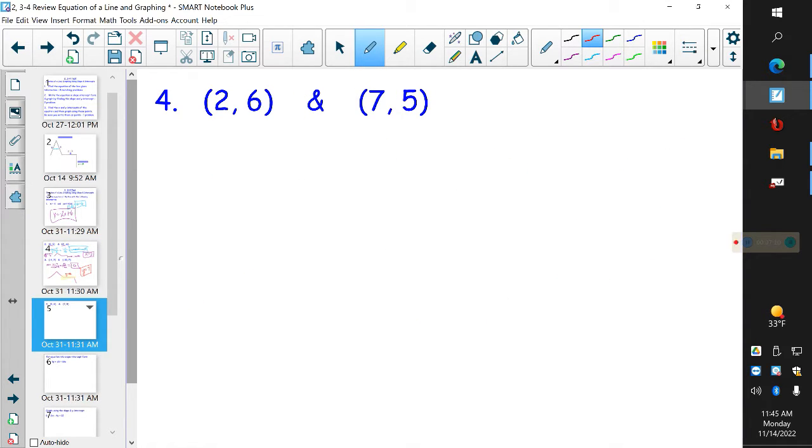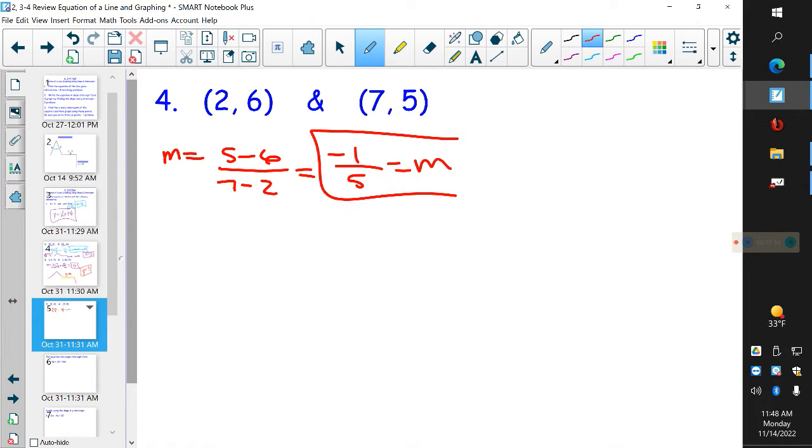Find the equation of the line. Go. Okay, what's the very first thing we need to do? Find the slope. So 5 minus 6, 7 minus 2. What is 5 take away 6? What is 7 minus 2? This is your slope. Now from here, you need to pick a point. Parker, what point do you want? So he wants this point.